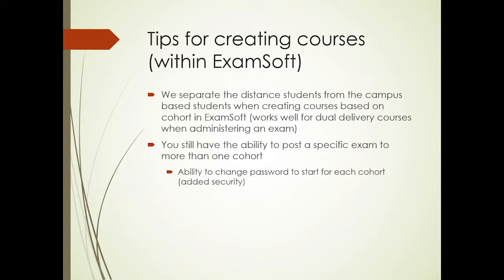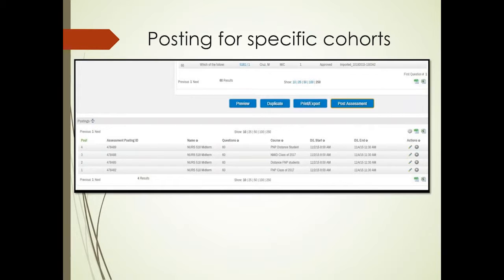You still have the ability to post a specific exam to more than one cohort, and for added security, I've seen people change the password to start for each cohort. Just wanting to give you a visual on what that looks like. You can see here the 4 different postings for each cohort, but they're all taking the same course, and right over here is the posting ID number. You can modify posting to specific student groups, but the analytics will be combined in the exam summary. I'll elaborate on this later.